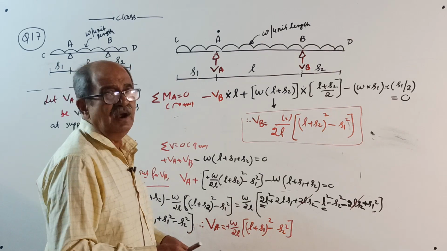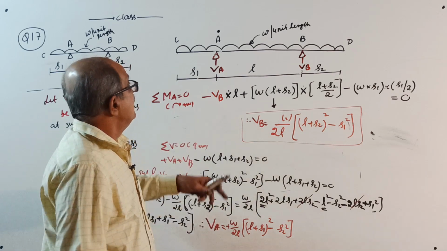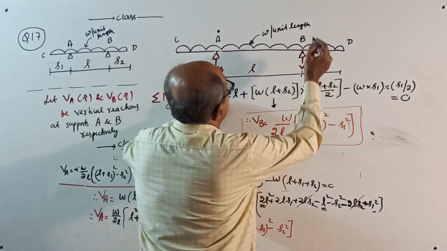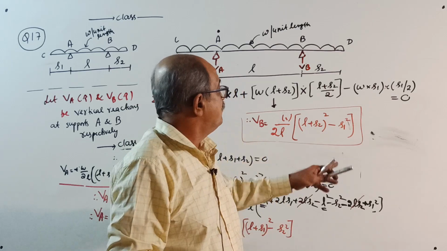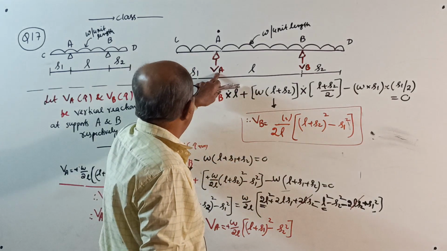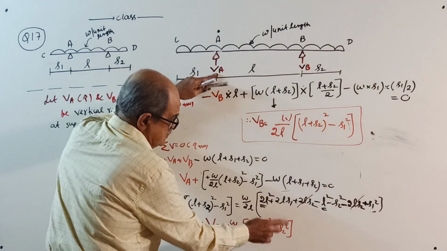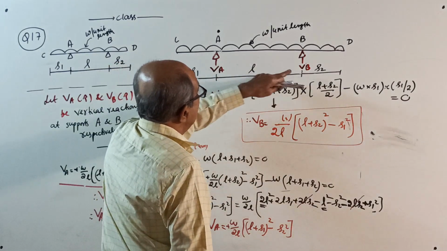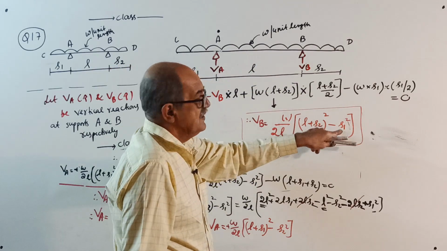Now we will go for discussions. I will enter the reaction in the next round. Therefore, support reactions are as shown below. I will rub the full board. VA I will write as W by 2L into L plus S1 square minus S2 square. VB I will write as W by 2L into L plus S2 square minus S1 square.